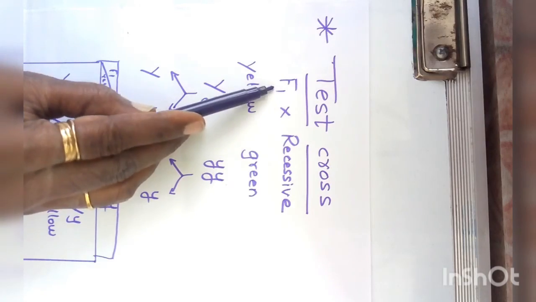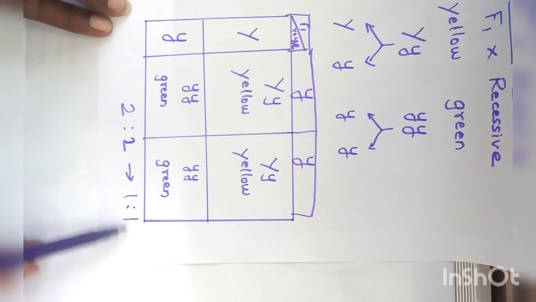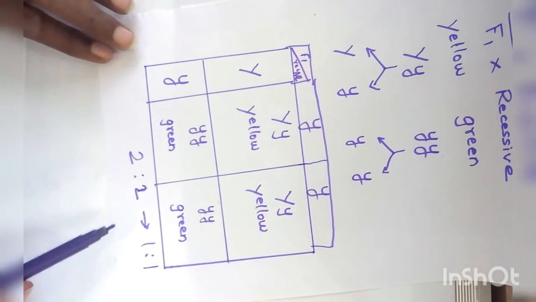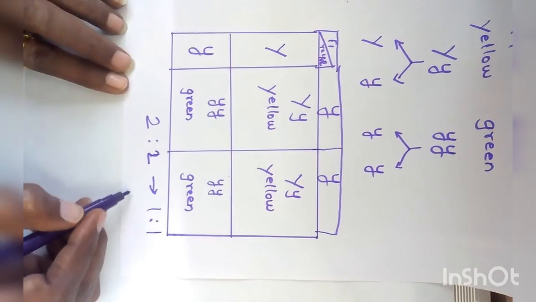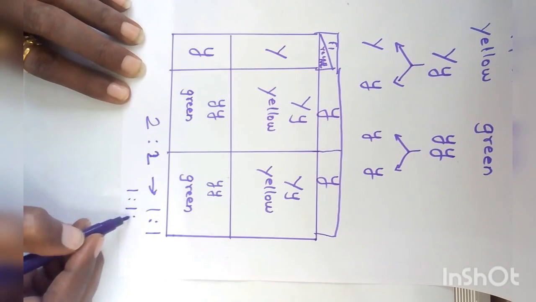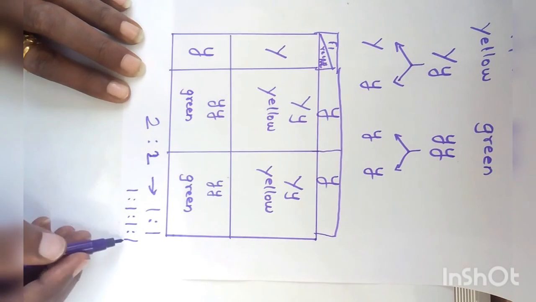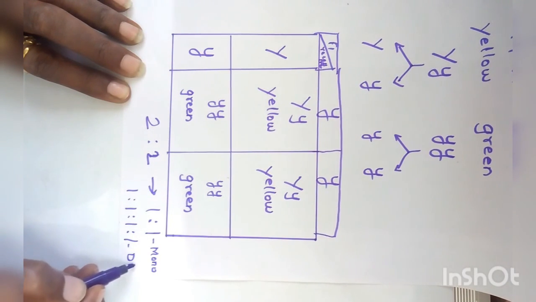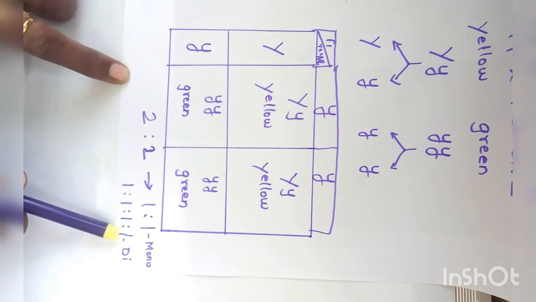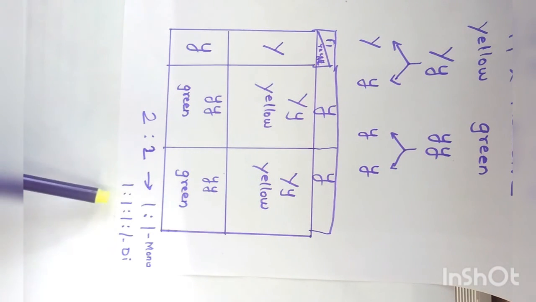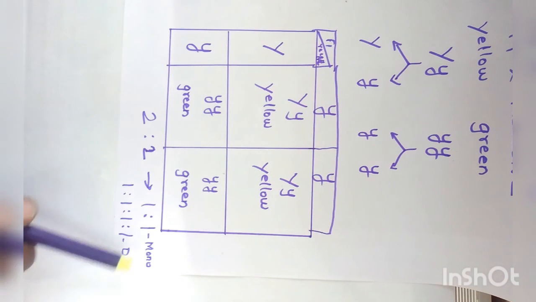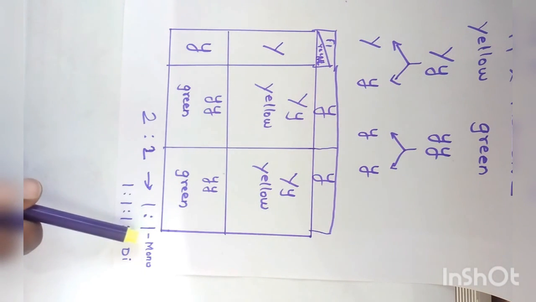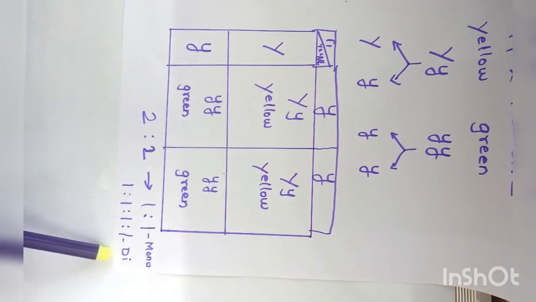What is a test cross? F1 crossed with recessive parent, and the ratio that we got is 1:1. This is for monohybrid cross. If it is a dihybrid cross, the ratio becomes 1:1:1:1. 4 times 1. This is for monohybrid and this is for dihybrid. Why is it 4 times? Because in dihybrid cross we get 4 different types of genotypes. Whereas in monohybrid cross we get 2 genotypes, hence it is 1:1, and for dihybrid it is 4 times 1. Thank you.